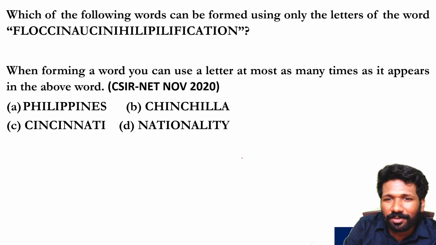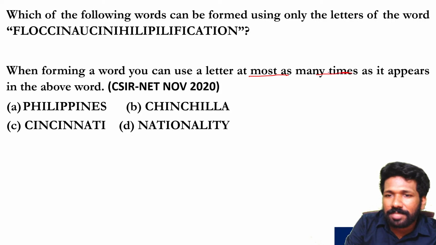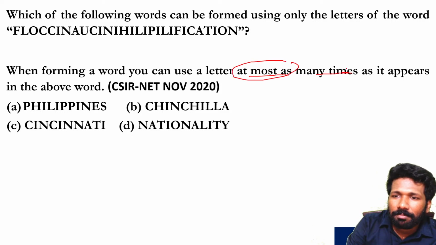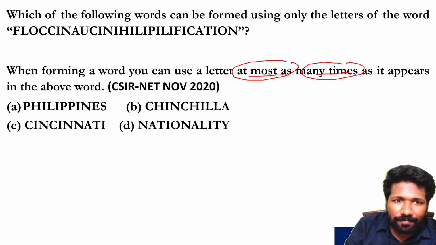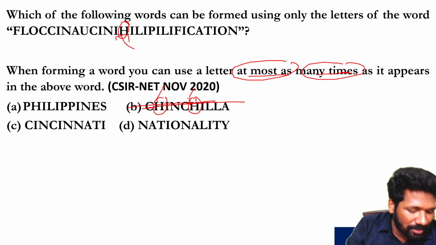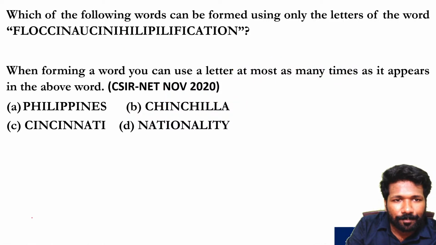When forming a word, you can use a letter at most as many times. At most as many times means maximum that many times it appears, only that many times you can use. Like if the letter H is there, only one H is there, right? So you cannot form words with multiple H. For example, chinchilla has two H's. Floccinaucinihilipilification has only one H. So how can chinchilla be the answer? It cannot be the answer because H itself is contradicting the number of times H is occurring.